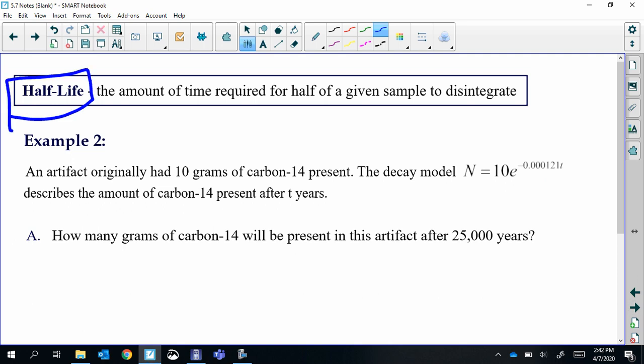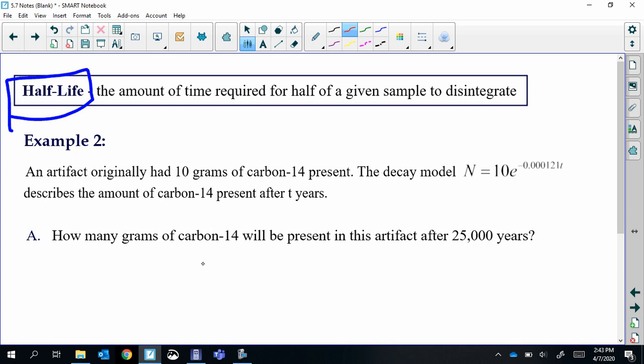Half-life is the amount of time that it takes for half of the sample to disintegrate. Very similar to what we talked about with doubling time with the money in our last lesson. So if we start with 10, then after the half-life has completed, we'd be left with half of that. We'd be left with 5 grams if we started with 10.